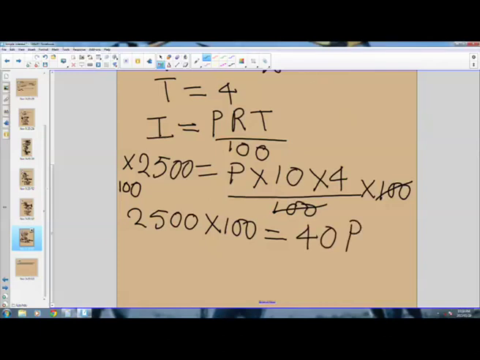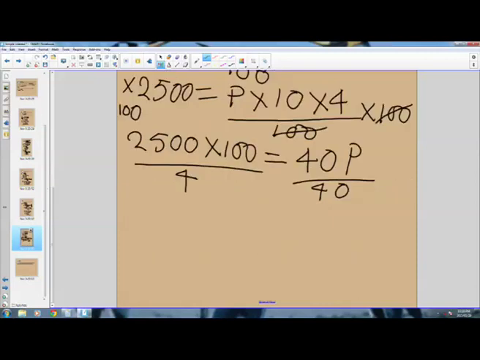This is just 40P. Now divide both sides by 40 because the intent is to solve for P. Divide by 40, not by 4 but by 40. The 40 here cancels this 40, so you are remaining with P this side, and then divide by 10.